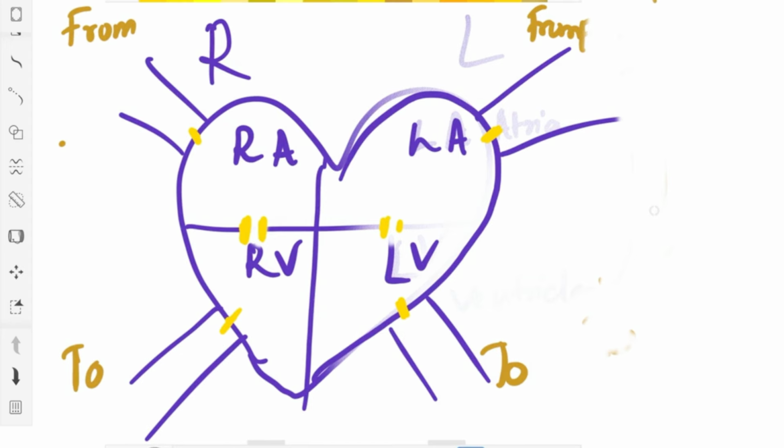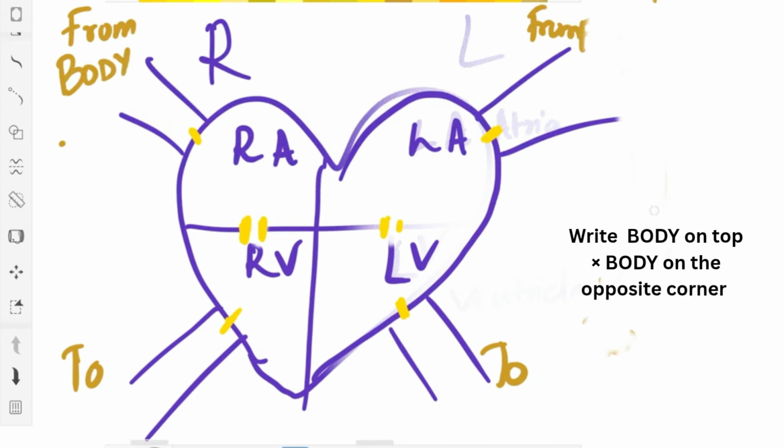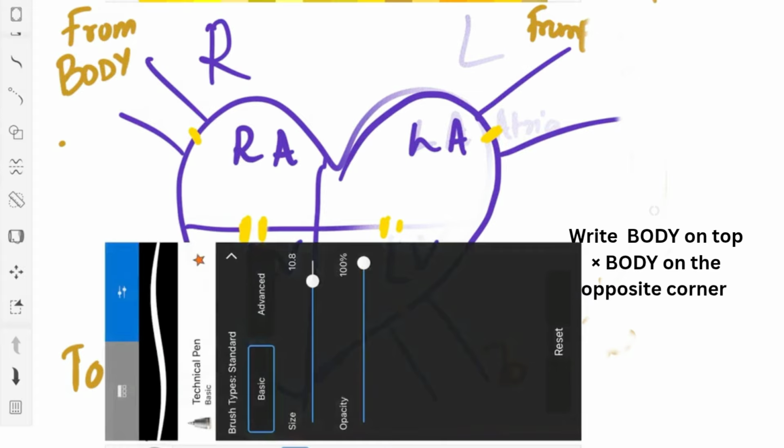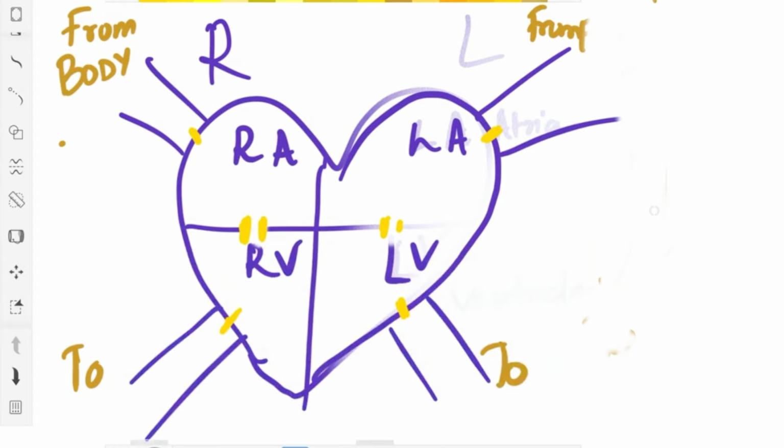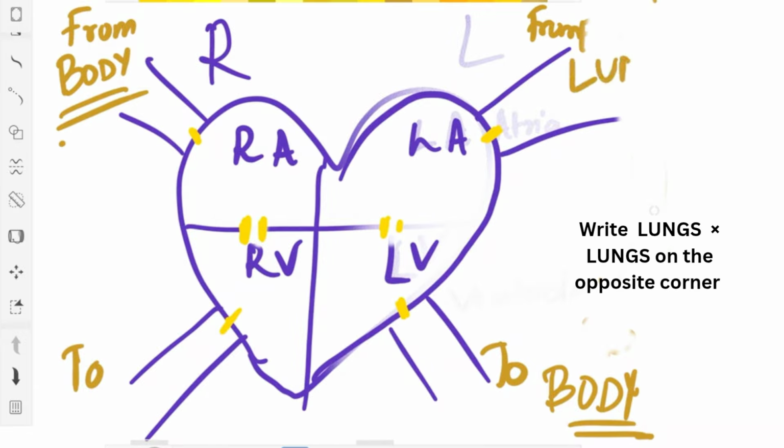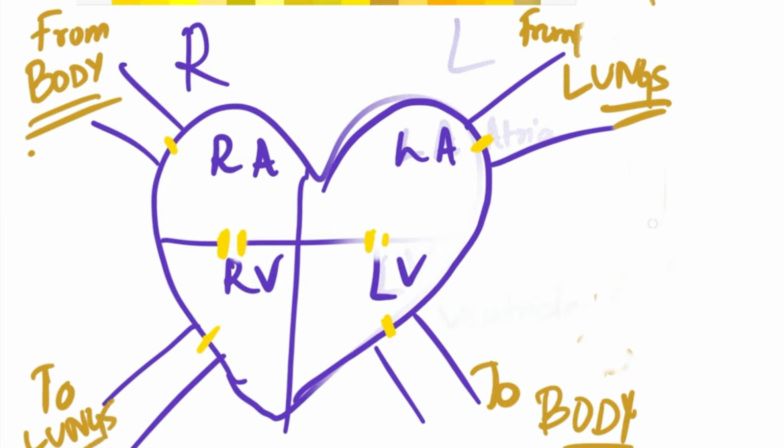So now we have to write from where? From body. And the opposite side also you should write the same thing. To body. So whatever you write on this side, you should write on the opposite side. So here I'm going to write from lungs. So you're going to write to lungs. And since for lungs we use the word pulmonary, you're just going to write pulmonary here. And you're going to write pulmonary here also. Done.